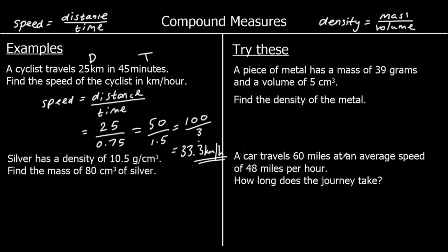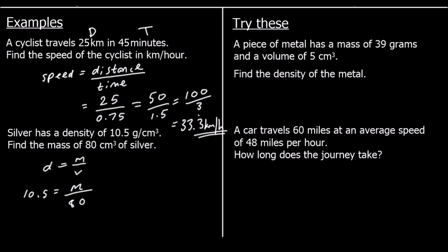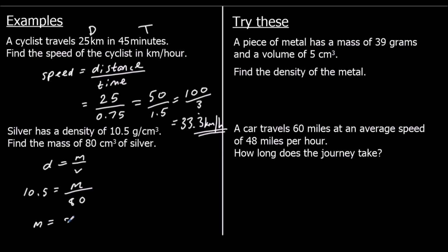The second question is a density question. Silver has a density of 10.5 grams per centimeter cubed. Find the mass of 80 centimeters cubed of silver. So we're finding the mass, we're given the density. So density is mass over volume. We're told density is 10.5 and the volume is 80. So how do we get the mass by itself? We multiply both sides by 80. So it's going to be 80 times 10.5.